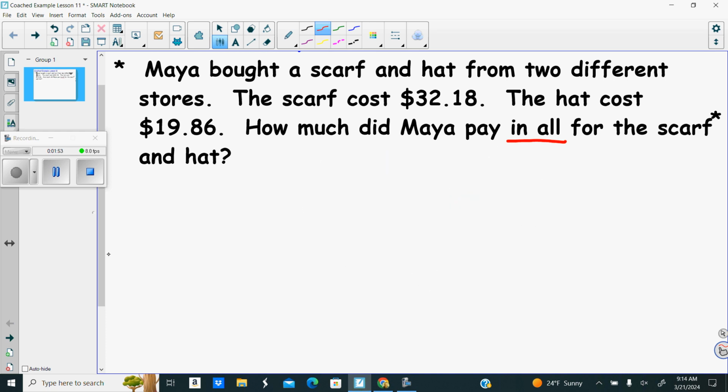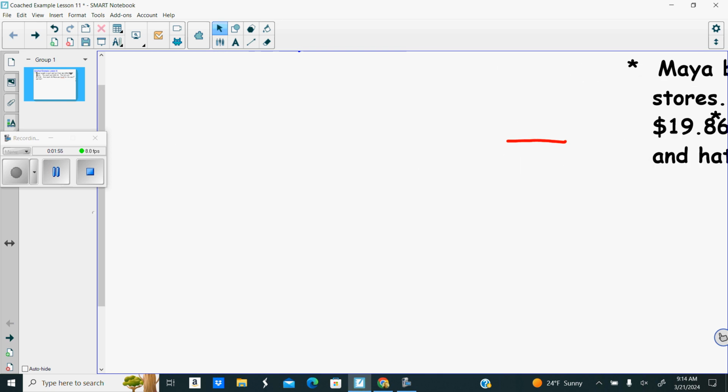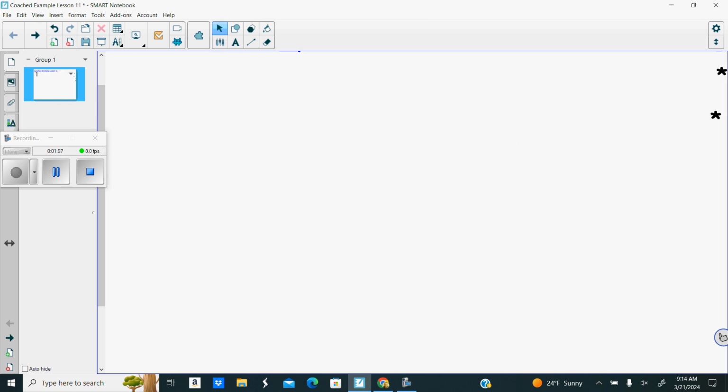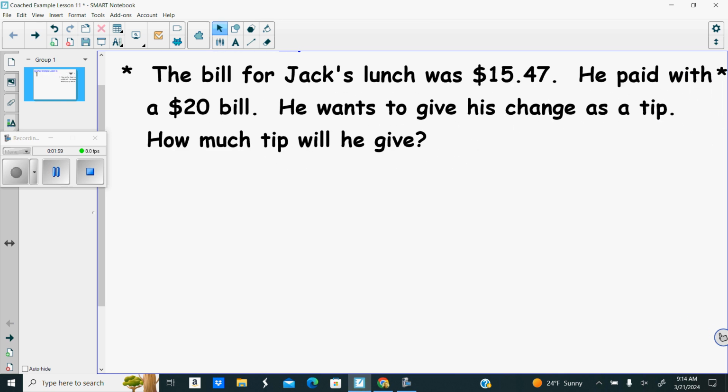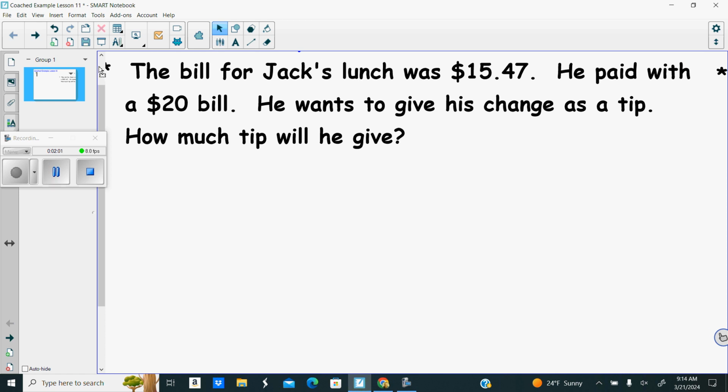Now the second example is also a word problem. This one says, the bill for Jack's lunch was $15.47. He paid with a $20 bill. He wants to give his change as a tip. How much will he give? In this case, we're going to subtract. We're finding what's left over.